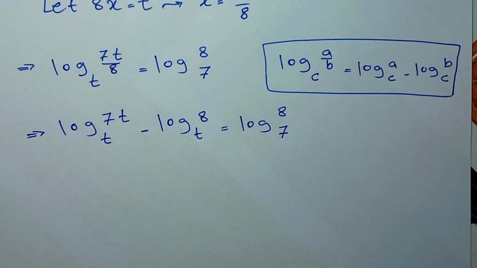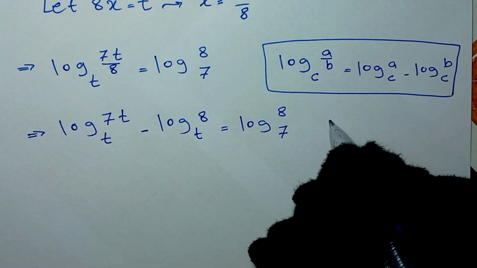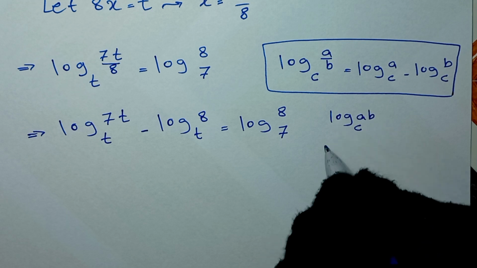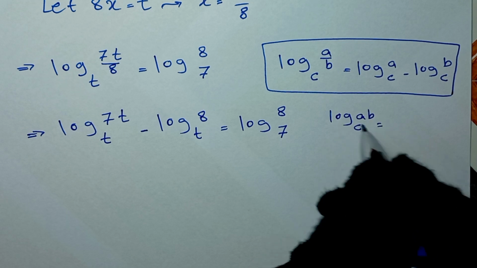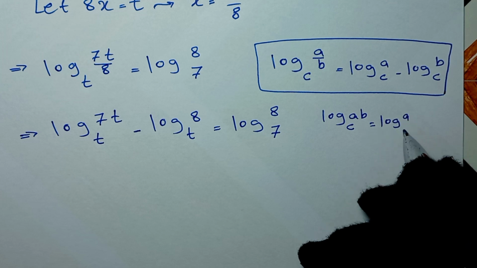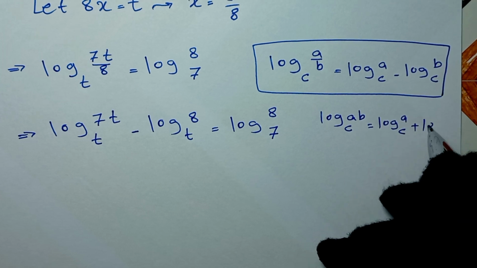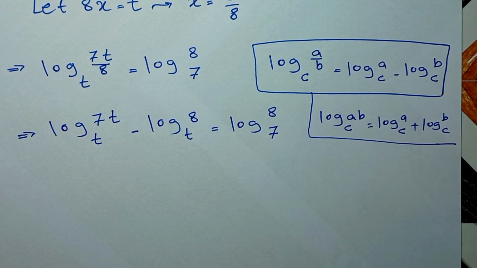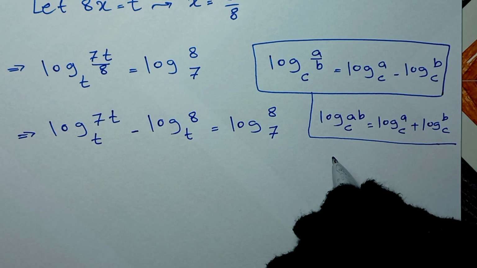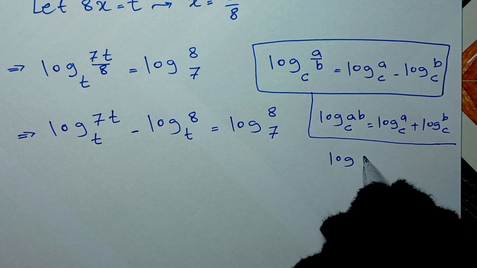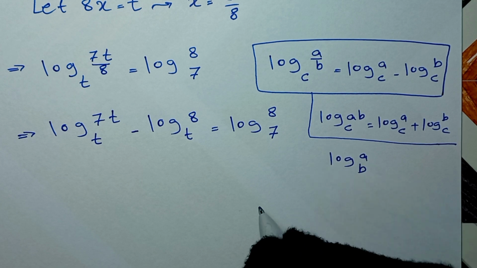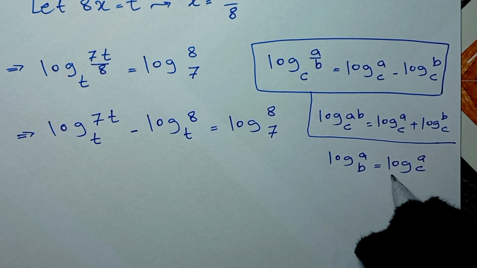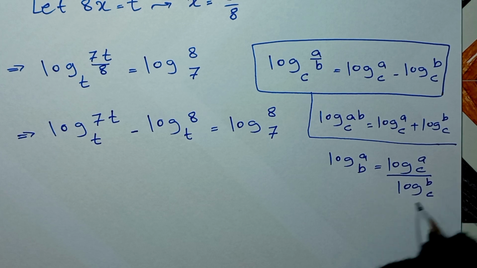And next step, from log rules, if we have log of ab to base c, a times b to base c, we can write this as log of a to base c plus log of b to base c. And if we have log of a to base b, we can write this as log of a to base c over log of b to base c.